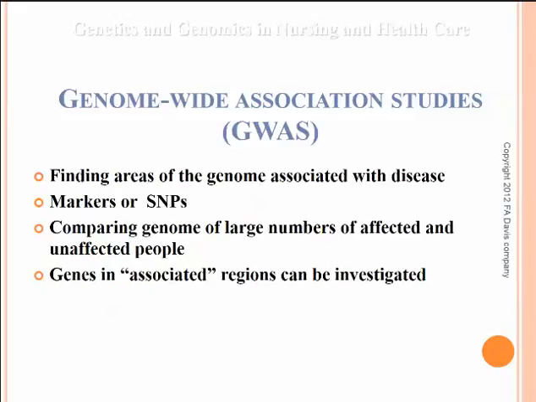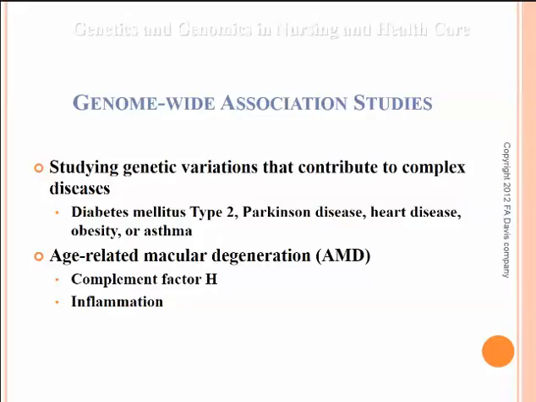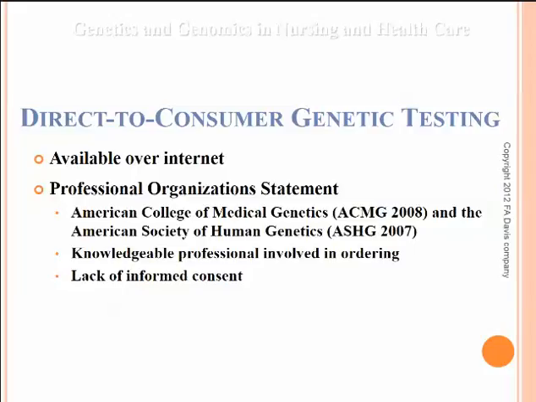Genome-wide association studies are when you compare genomes. So these are large aggregates, and looking at markers or SNPs, comparing a genome of a large number of the affected folks as well as a large number of unaffected people. So we use these in studying genetic variations that maybe contribute to complex diseases like diabetes type 2, heart disease, obesity, Parkinson's. That's where these tests are most useful.